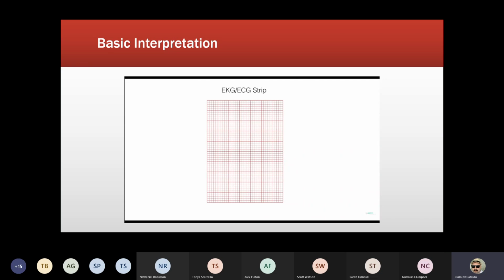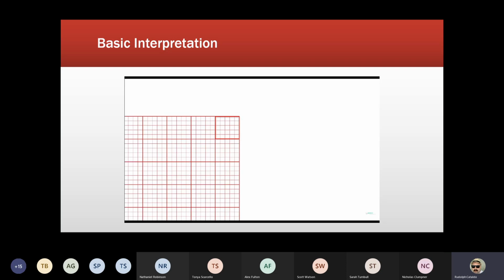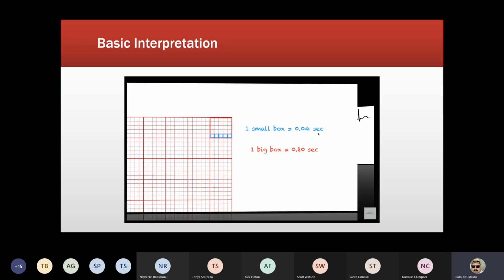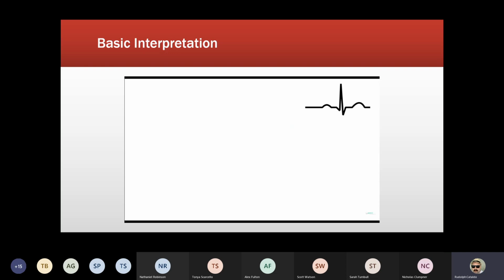In an EKG strip, we have a big box. And inside a big box, we have 5 small boxes. Each small box is equal to 0.04 seconds. And so if in a big box there are 5 small boxes, that means that one big box is equal to 0.20 seconds. But really, as long as you know that one small box is 0.04 seconds, we're good to go. So let us get on with our 6-step EKG interpretation.